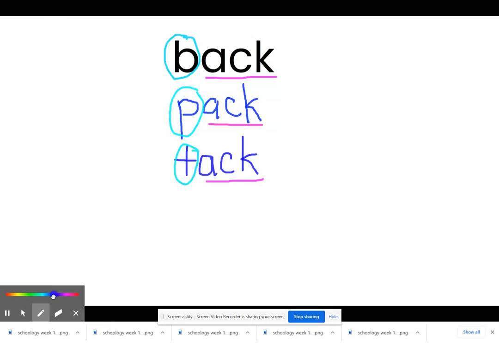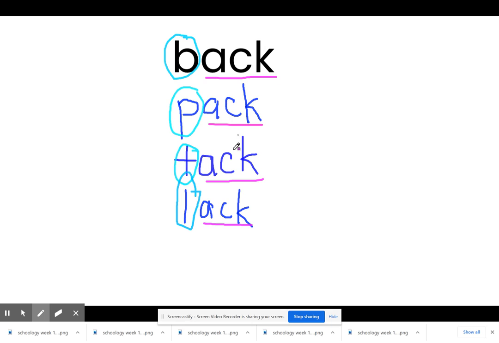Ack. Let's change the t. Let's turn it to an l. We're going to keep our ack, our A-C-K. Okay, and think about the new first sound that we have. Still keeping the ending as ack. So we have back, pack, tack, and think about our new word now as lack. Back, pack, tack, lack.